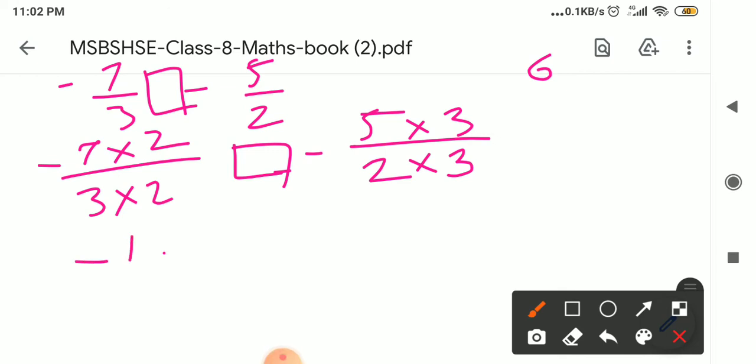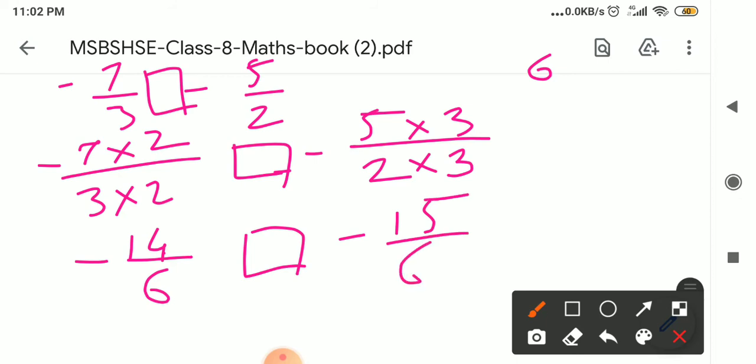7 2's are 14. These multiplications we have done. Then upon 3 2's are 6. Here we have to write it. Now minus, negative, 5 3's are 15. 2 3's are 6. As I told you before, the rule: if denominators are same, we have to compare the numerators of the fractions. Whichever is greater, that is the greater one, and the smaller we have to decide. So here minus 14 and minus 15 are there.